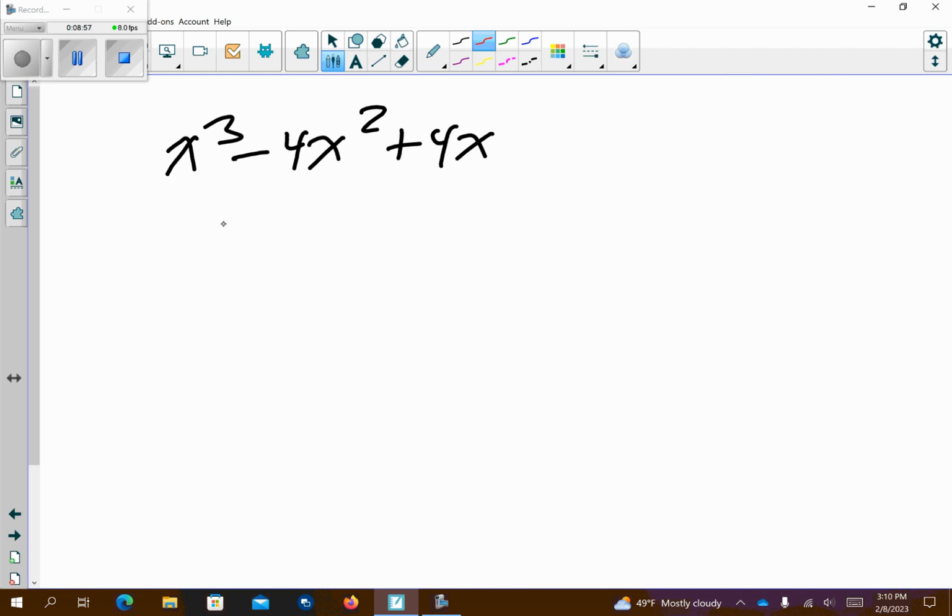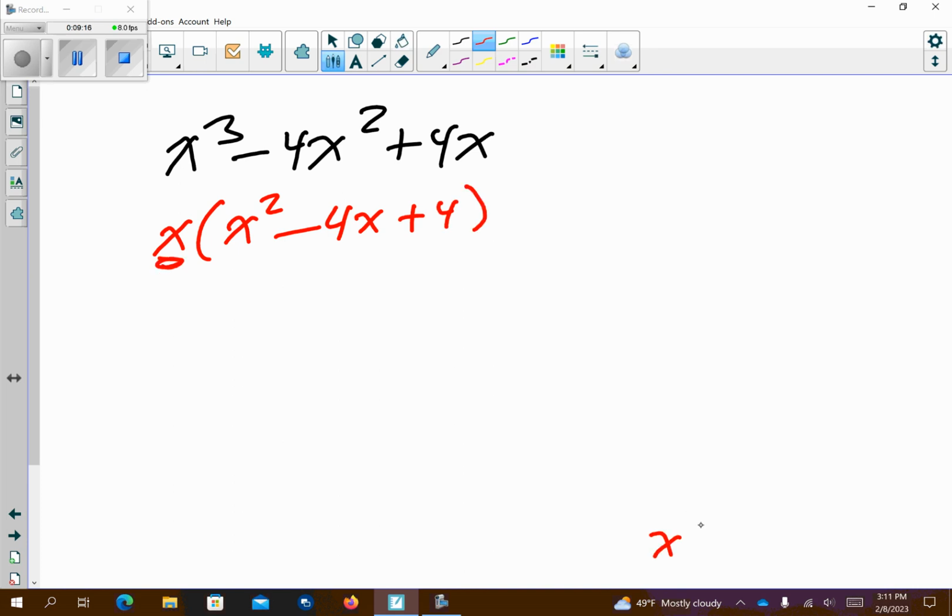The next example, and these aren't in your book, I just made these up. It looks like I could factor an x out of all of them. So if I factor an x out of x to the third, I'm left with x to the second. If I factor an x out of x to the second, I'm left with 4x. And if I factor x out of 4x, I'm left with just plus 4. So this x is going to be part of the answer.